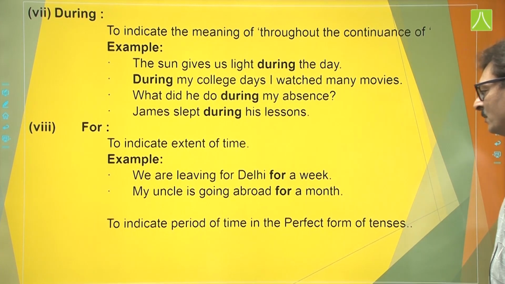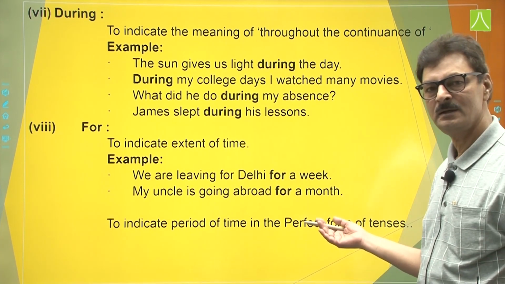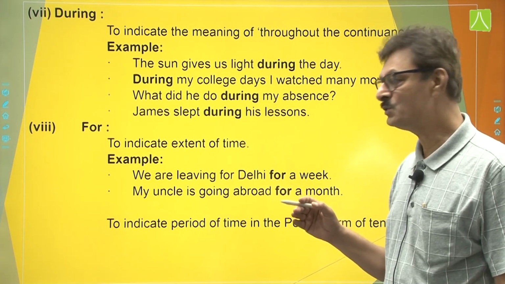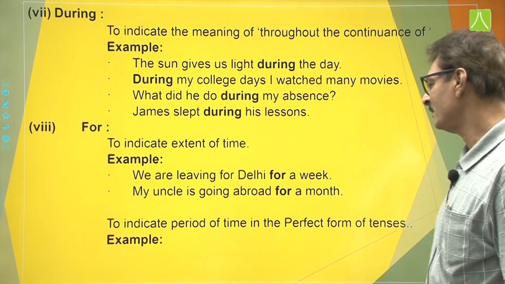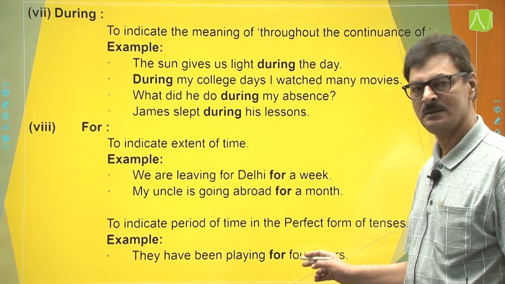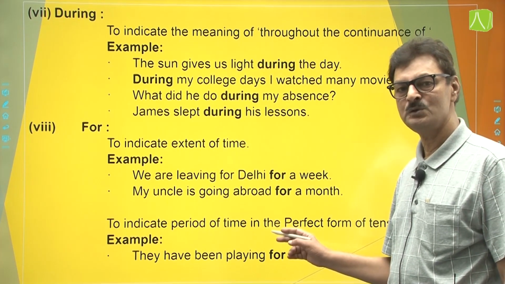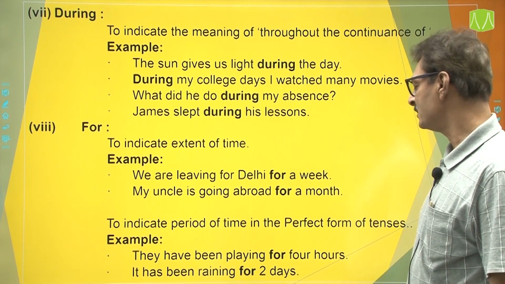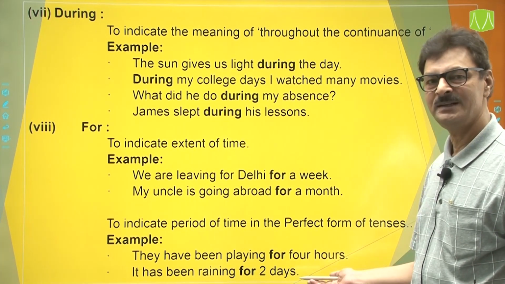To indicate the period of time in the perfect form of tenses. Yes, we have done tenses earlier. Since और for उसमें use होते हैं. Since for point of time, for is used for period of time. For example, they have been playing for 4 hours. So this is the way for is used for period of time. It has been raining for 2 days.